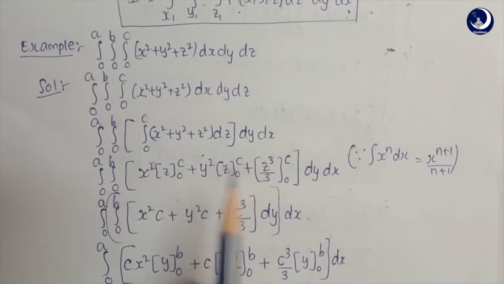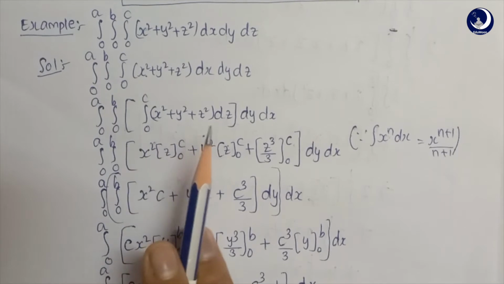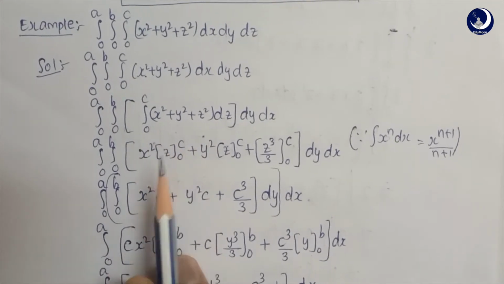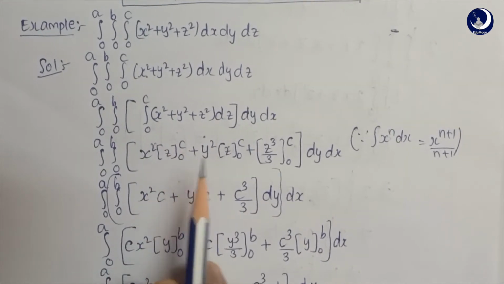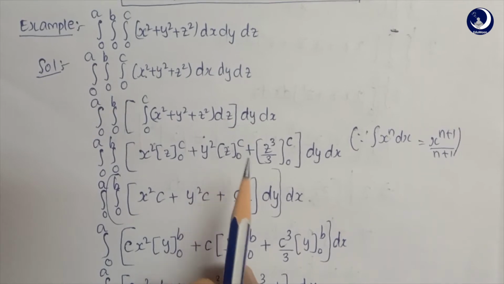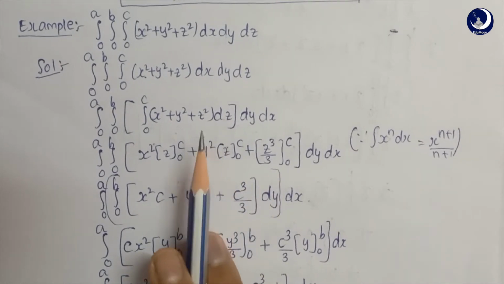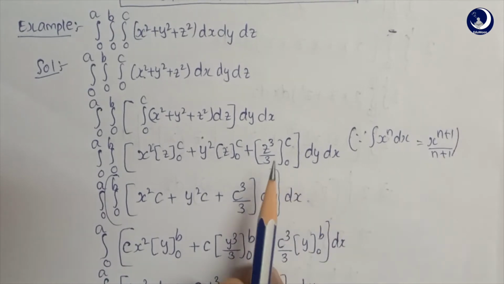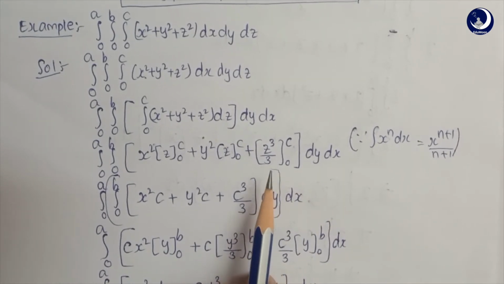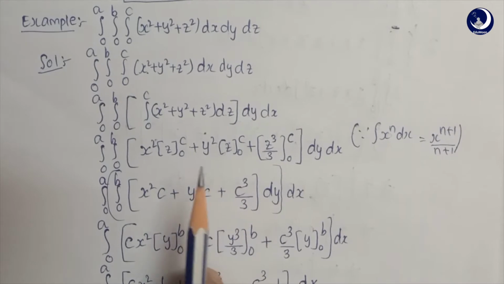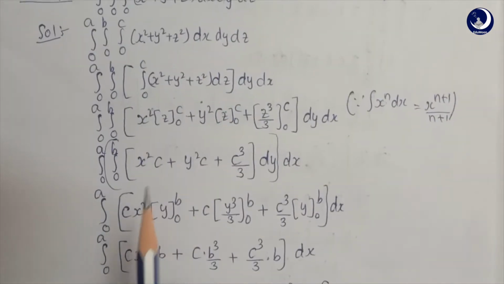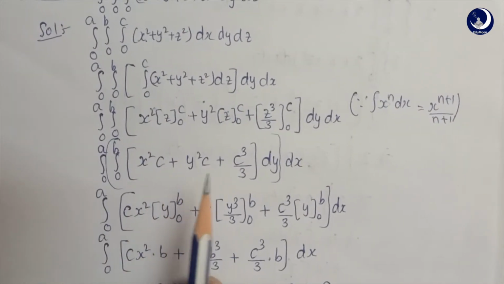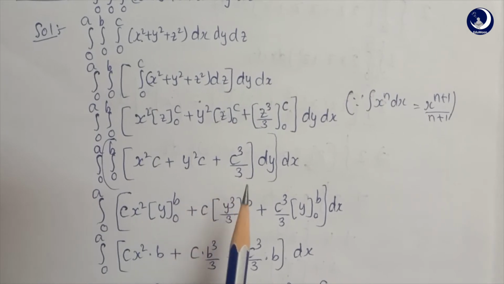By solving this function, we get x square into z from 0 to c plus y square into z from 0 to c plus z cube by 3, where the integral is of z square dz. We know the integral of x power n dx is x power n plus 1 by n plus 1. By solving this formula, we get z cube by 3. By putting the upper and lower limits, we get x square c plus y square c plus c cube by 3 into dy.